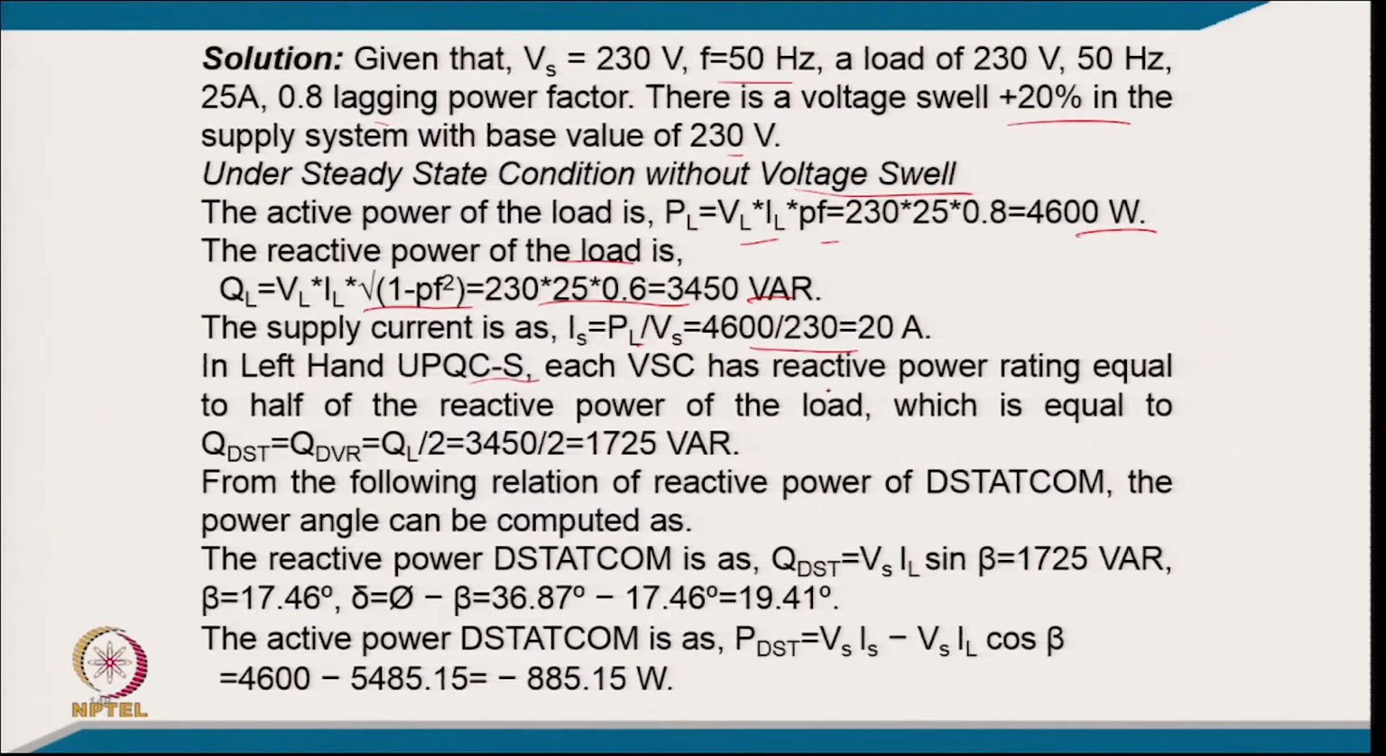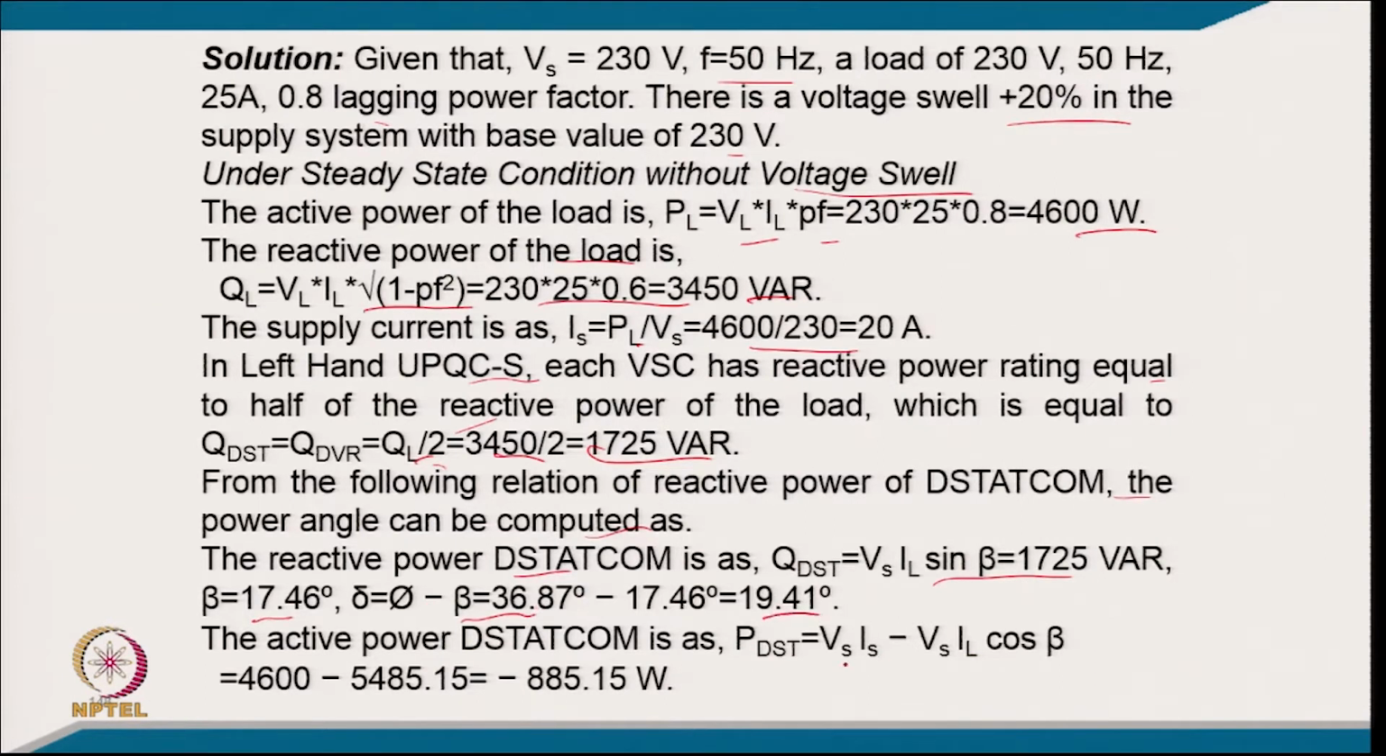In the left hand UPQC, each VSC has a reactive power rating equal to half of the reactive power, that is QL upon 2, equal to 3450 divided by 2, which comes to 1725 VAR. From the following relation of UPQC, the phase angle can be calculated. So, from this we can calculate the value of beta equal to 17.46 and phi equal to 19.41.